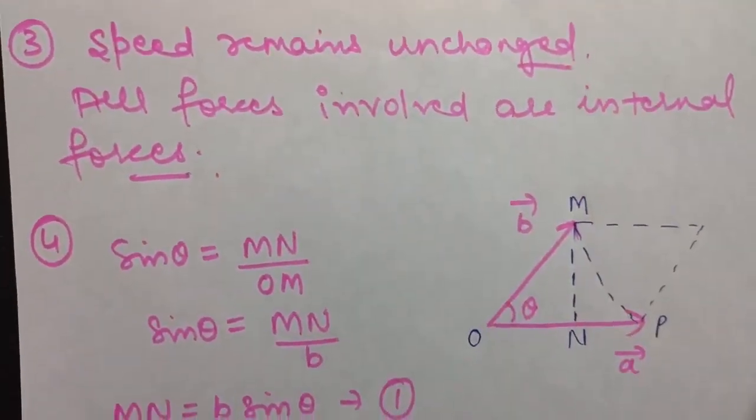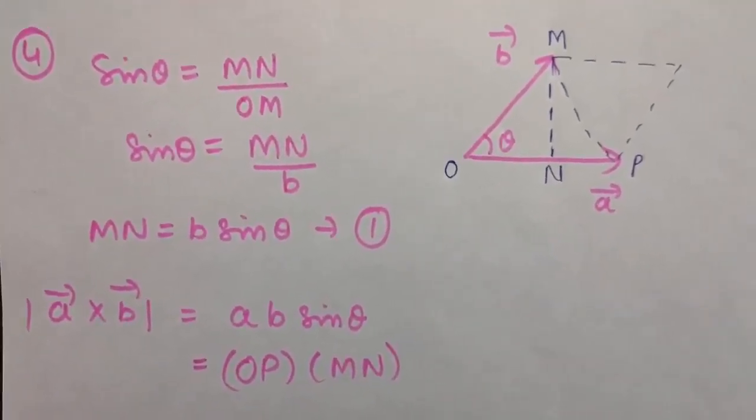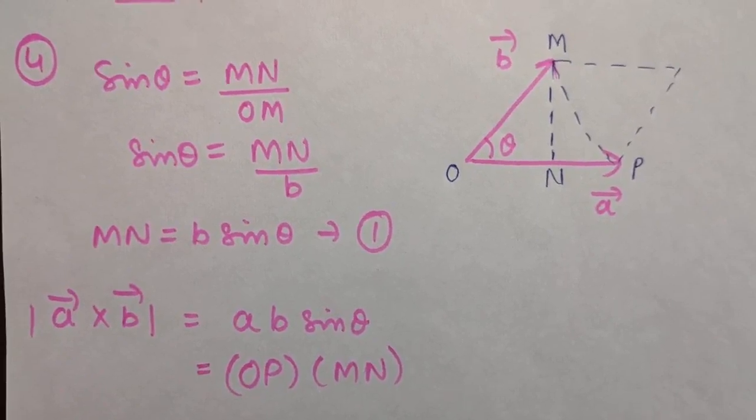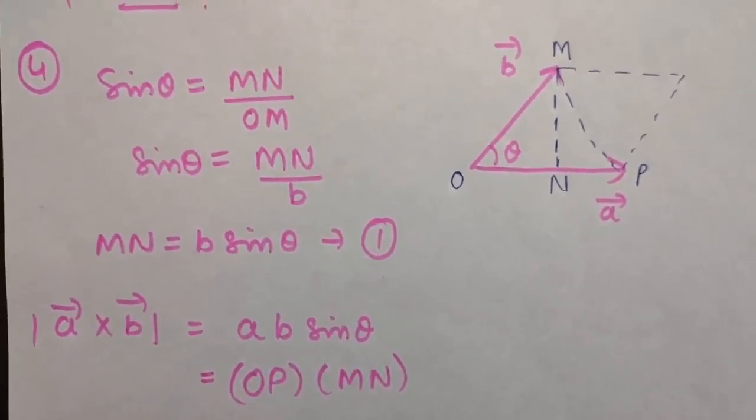It will remain unchanged. Okay. In question number 4, you have to prove that the area of the triangle contained between two vectors a and b is 1/2 of the magnitude of a cross b.